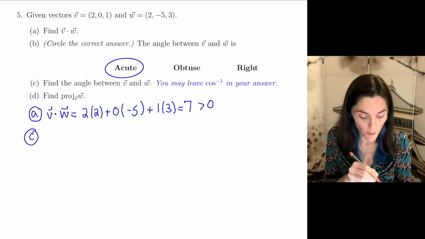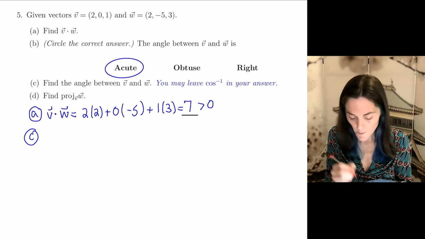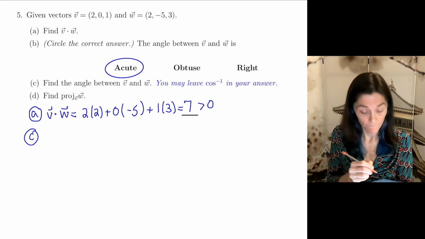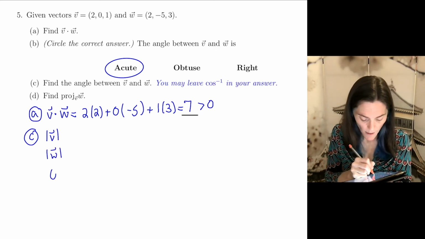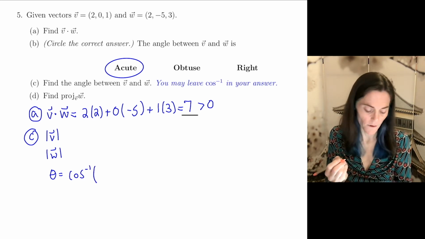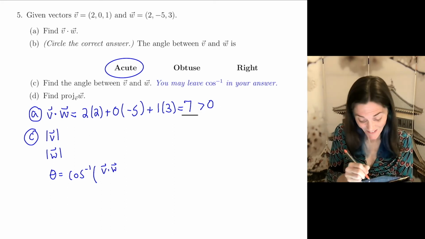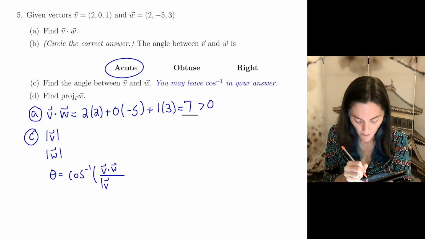Well, we have the dot product. Maybe I should underline this. We have the dot product. And all I need to do now is calculate the length of V, calculate the length of W, and then I know that theta will be cosine inverse of, well, it will be V dot W, as we will see, but I'll go ahead and write it here, divided by length of V times length of W.